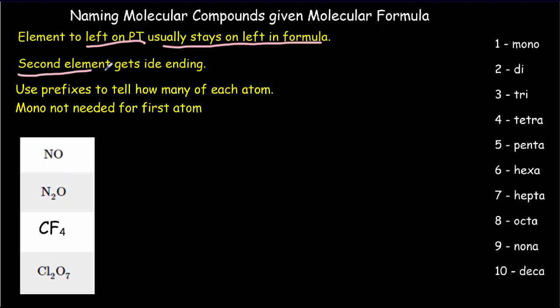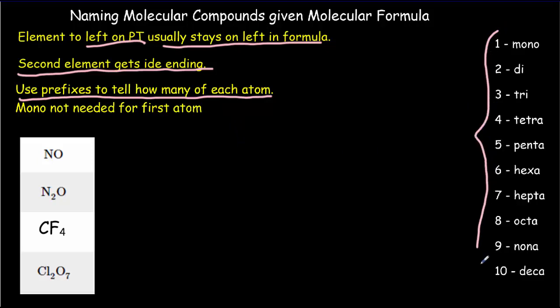The second element gets the IDE ending. So this is the same as with ionic compounds. And our first compound here is going to end in the word oxide. Thirdly, we're going to use prefixes to tell how many of each type of atom. And these are the prefixes that we use. And finally, for the first atom that we write, we don't have to use the prefix mono because mono is the default.